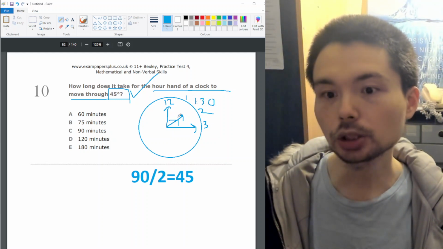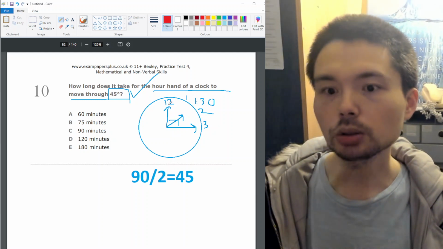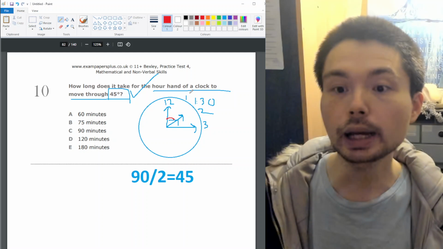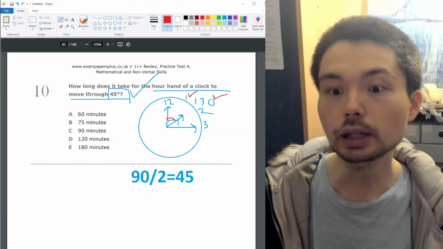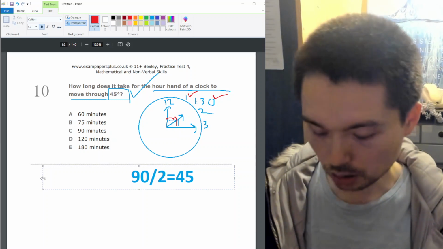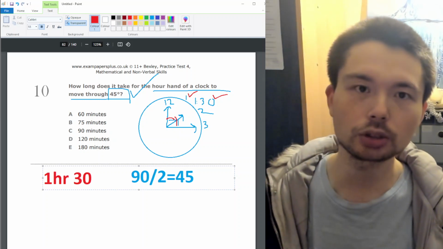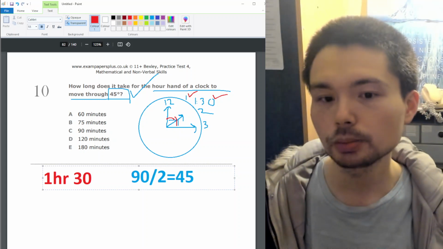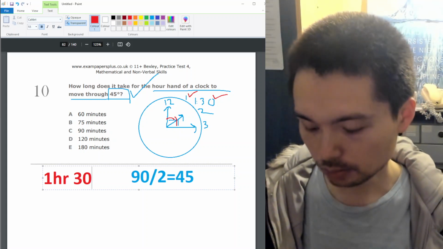Well, really, how much time has passed? You're going from 12 to 1 o'clock, so that's 1 hour. Then you go from 1 hour to 1 hour 30, so that's another 30 minutes. So altogether, 1 hour 30 minutes has passed. It's like we're just going from midday to 1:30 in the afternoon, which is 1 hour 30 minutes.